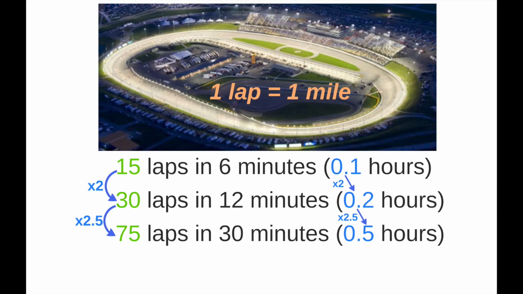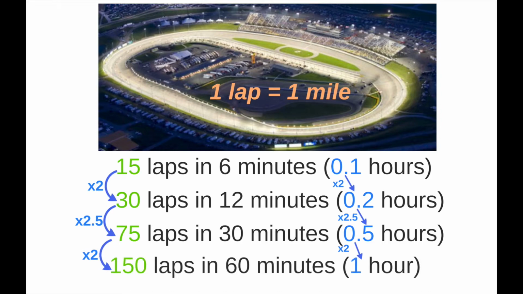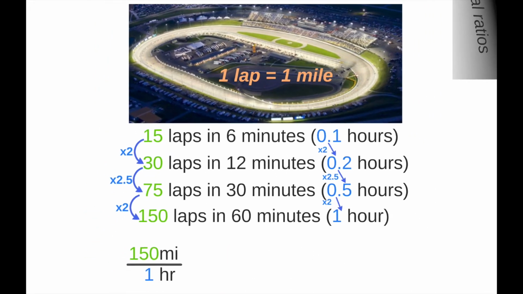Well, that means the time is going to have to increase by 2 from our last measurement. So we want to increase the distance by 2. And that means we'll have 150 laps in 1 hour. And we know a lap is a mile, so the car's going 150 miles per hour.